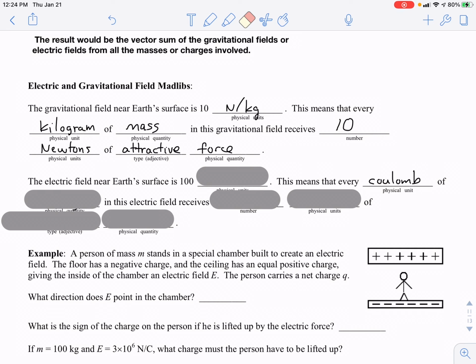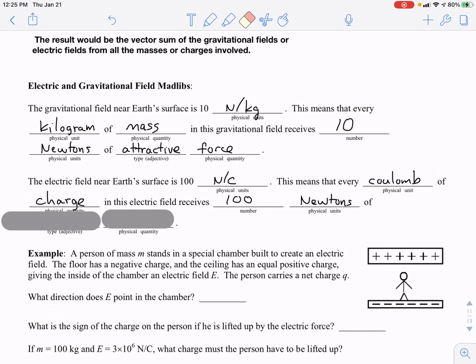Similarly, an electric field near the Earth's surface is 100 newtons per coulomb. This means that every coulomb of charge in this electric field receives 100 newtons of attractive or repulsive force. So the difference, of course, is that gravitational fields only attract masses, whereas electric fields can attract or repel depending on the charge that you place in an electric field.